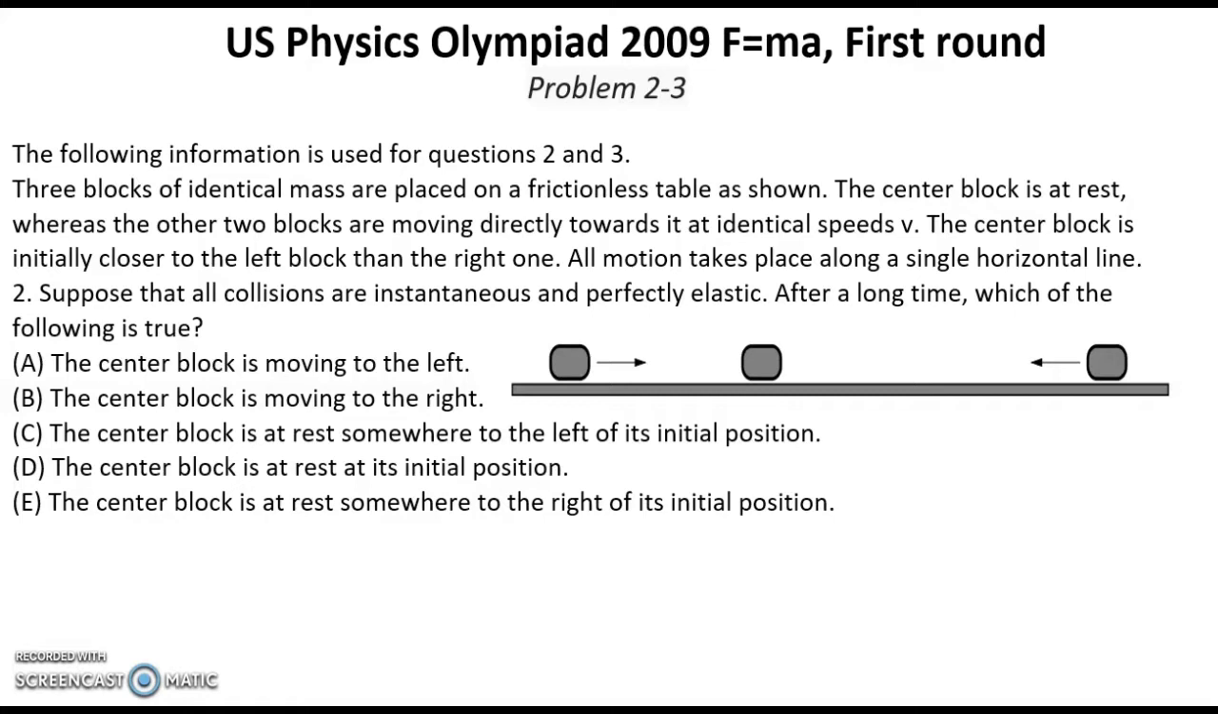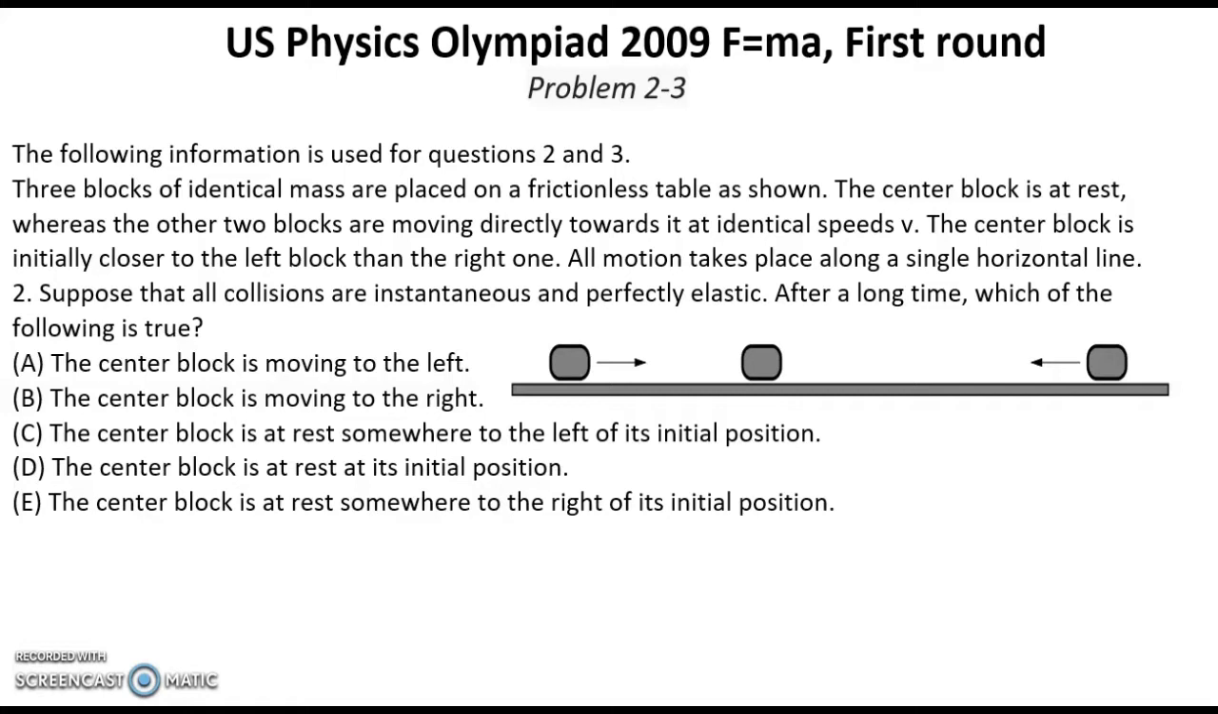Second problem. Suppose that all collisions are instantaneous and perfectly elastic. After a long time, which of the following is true? A. The center block is moving to the left. B. The center block is moving to the right. C. The center block is at rest somewhere to the left of its initial position. D. The center block is at rest at its initial position. And E. The center block is at rest somewhere to the right of its initial position.